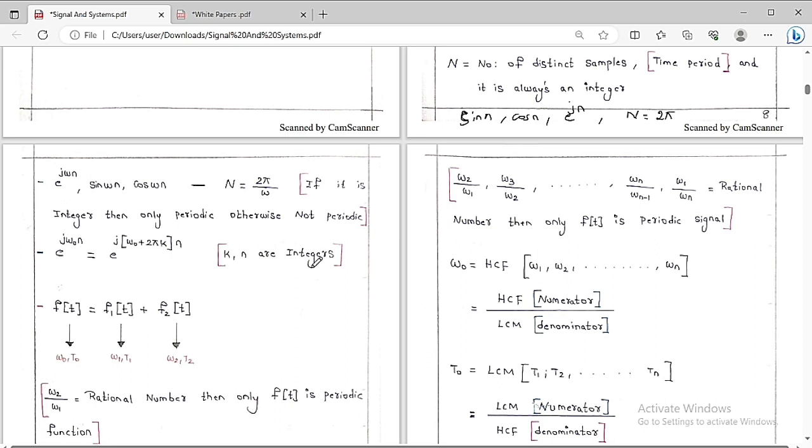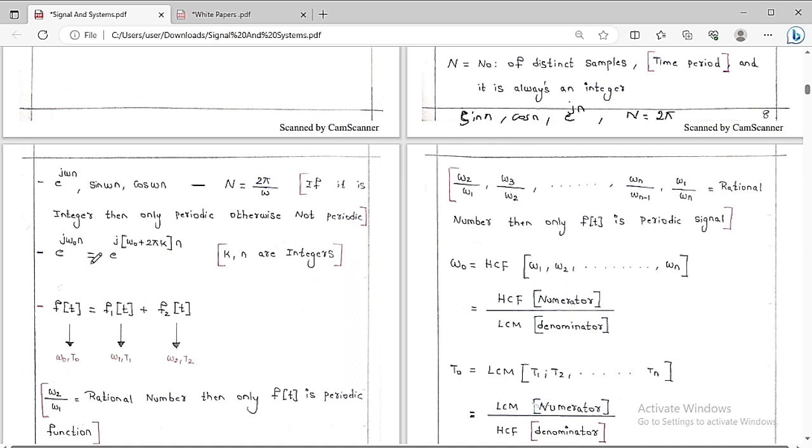So we can say that k and n are basically integers. k is an integer, n is also an integer. So what is the meaning of this? The signals with omega naught and omega naught plus 2 pi k have the same waveforms because they are equal. Even though their expressions are different, their waveforms are the same.